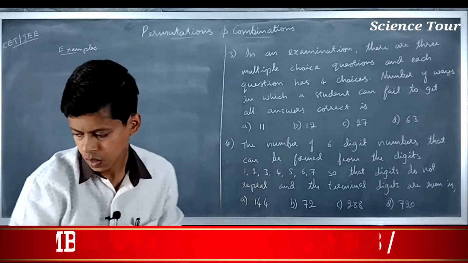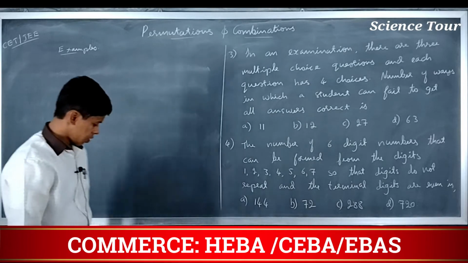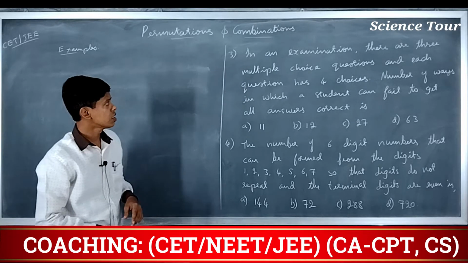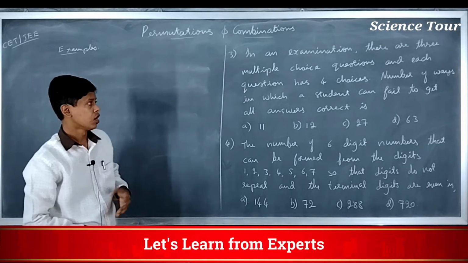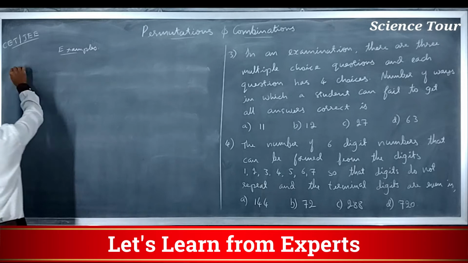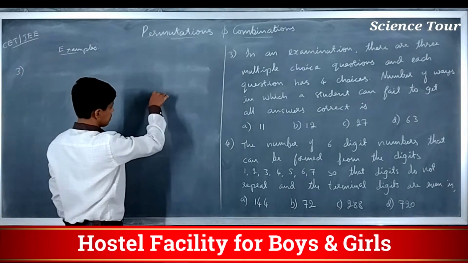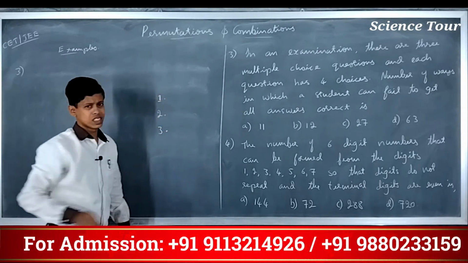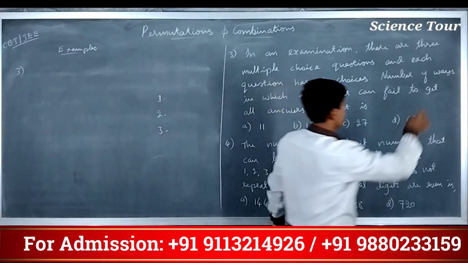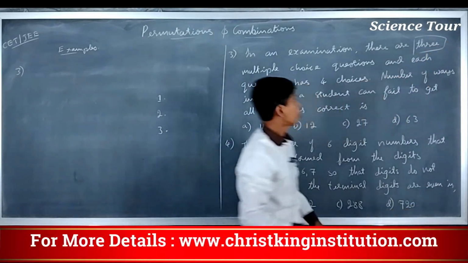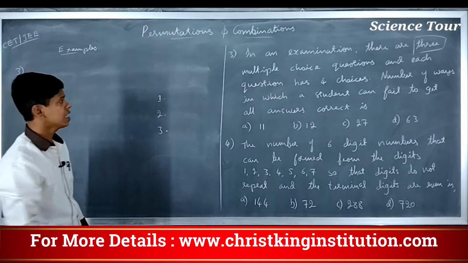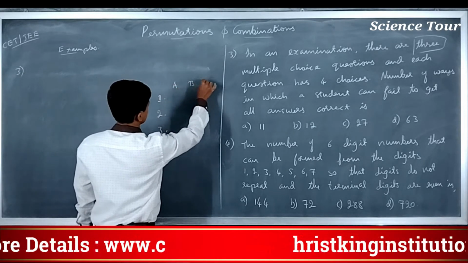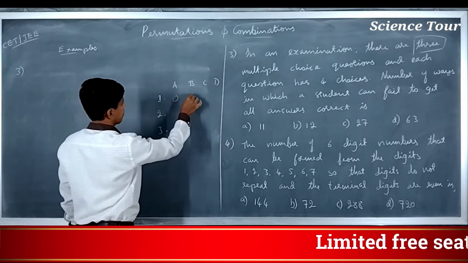Well, dear students, now let us move on with the third question. In an examination, there are 3 multiple choice questions. Assume that you have question number 1, question number 2, and question number 3. There are 3 multiple choice questions, and each question has 4 choices: A, B, C and D.